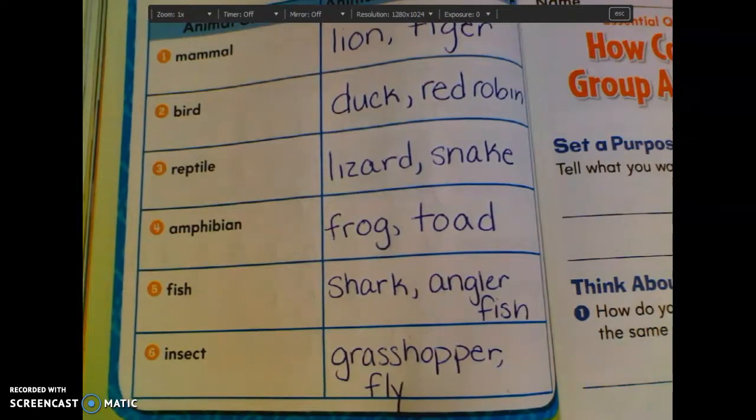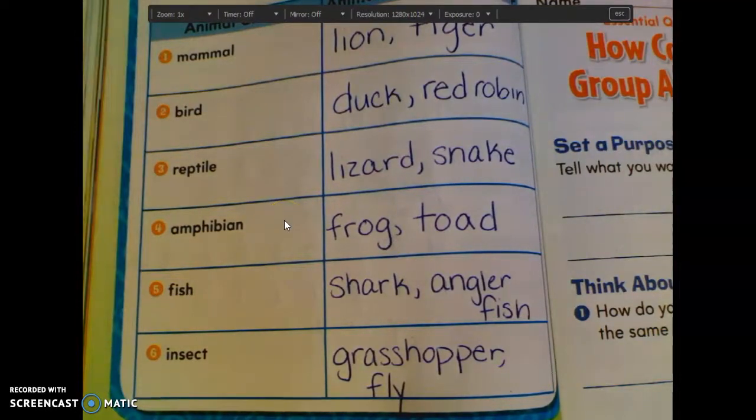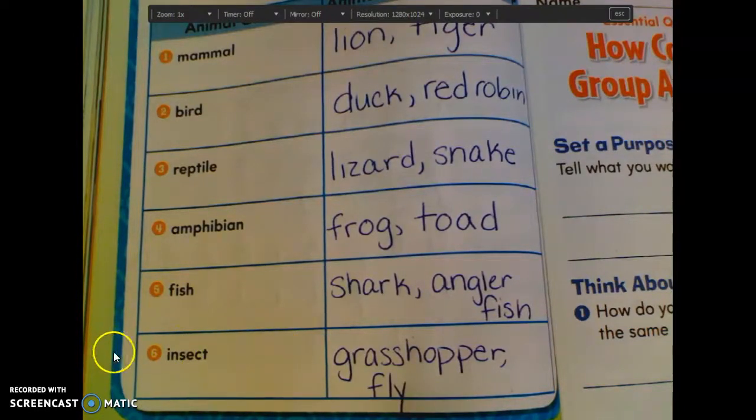All right, that is all that we have for science. So if you are still writing, I want you to keep writing. I will keep this up here for you guys. Okay, but for today, that's all that we have for science.